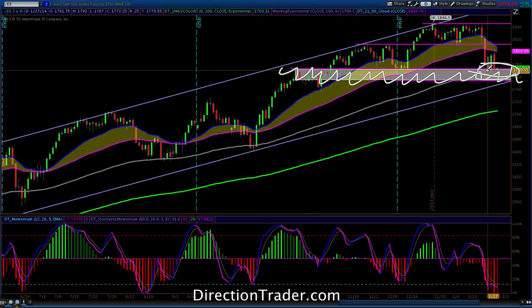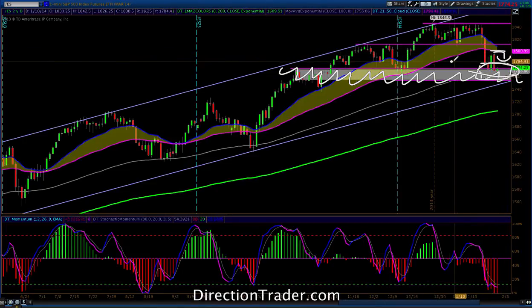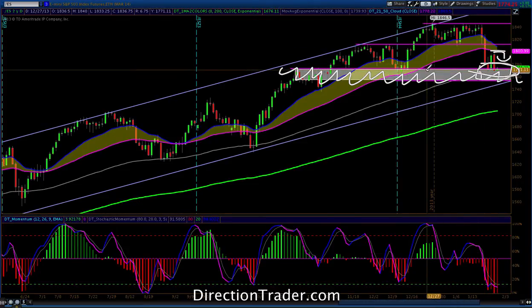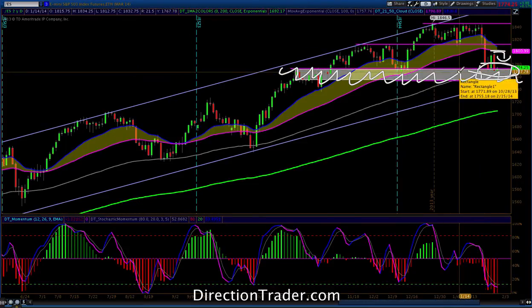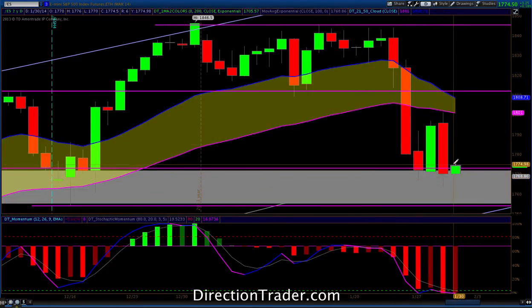So what's happened whenever we bounced off this level? We bounced right up to what? The 50 period moving average, and then we found some sellers up here. So just like the crude market, from an intraday standpoint, we want to make sure we're aware of these big numbers that are acting on the daily charts as support and resistance.